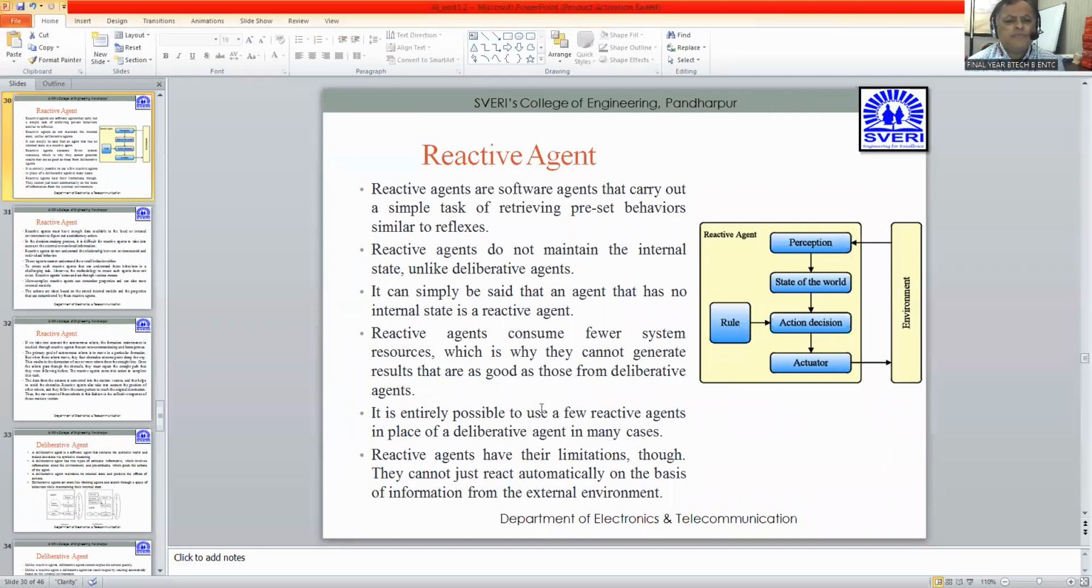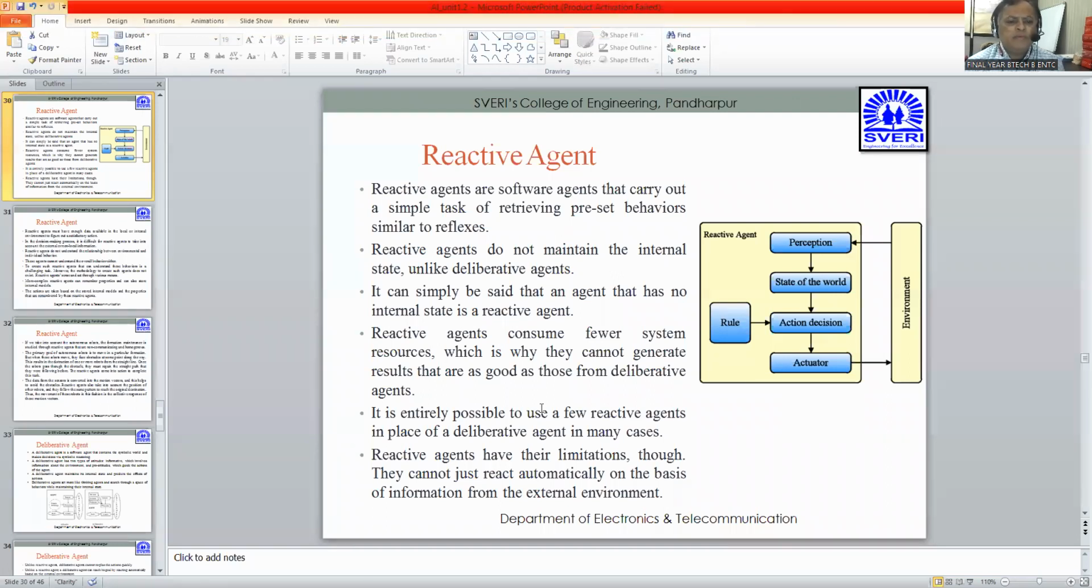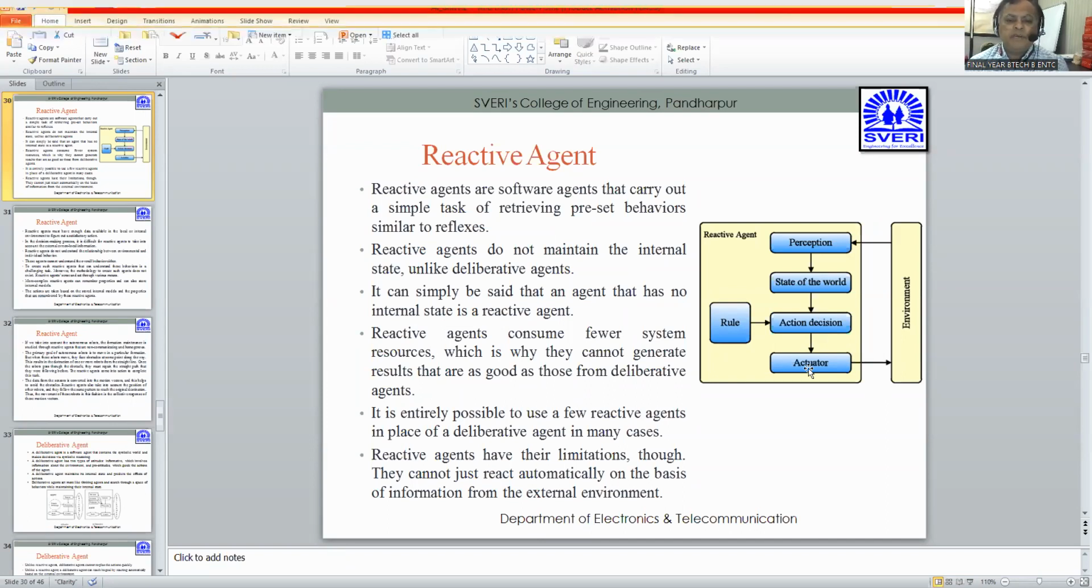Reactive agents consume fewer system resources, which is why they cannot generate results as good as deliberative agents. If you look at the resources available here, that is the perception, state of world, rule, action decision for the action making, and the actuators. Right from sensors to actuators, it has very few resources. So you will not get the kind of results which we get from deliberative agents. That is somewhat a disadvantage of the reactive agent compared to the deliberative agent.